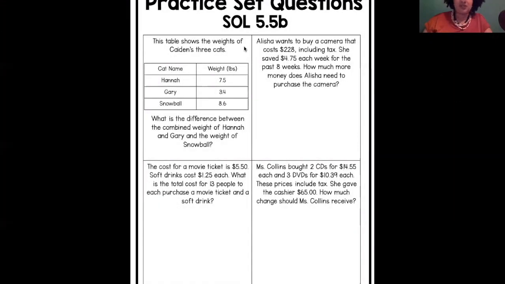All right, the first question says, the table shows the weights of Caden's 3 cats. Hannah, 7.5 pounds. Gary, 3 and 4/10 pounds. Snowball, 8 and 6/10 pounds. What is the difference between the combined weight of Hannah and Gary and the weight of Snowball? And your answer is 2 and 3/10 pounds.